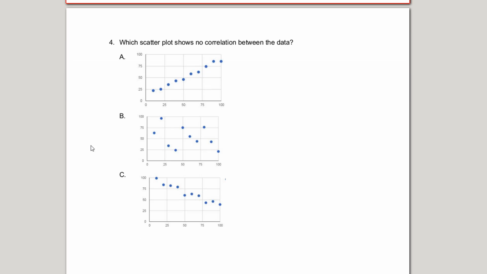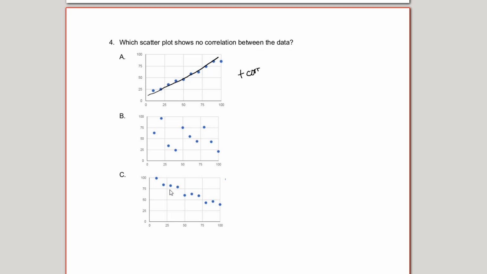Let's take a look at number 4. It's going to ask us about some scatter plots. Which scatter plot shows no correlation between the data? We want to be familiar with our scatter plots and what they show. Answer choice A is going to show us a positive correlation, indicated by the positive slope, where I'm just eyeballing a line through there.